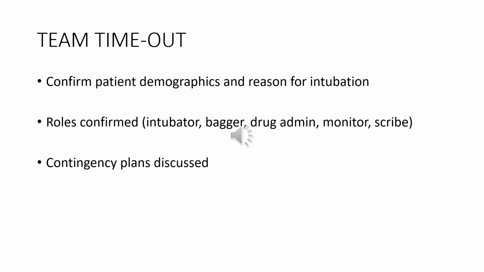Once all items on the pre-intubation checklist have been accounted for and the intubation is about to be performed, a timeout should be called. Patient identity should be confirmed along with the reason for intubation. Roles should be clearly allocated and a contingency plan discussed. All items on the pre-intubation checklist should be verbalized by the one who calls the timeout.